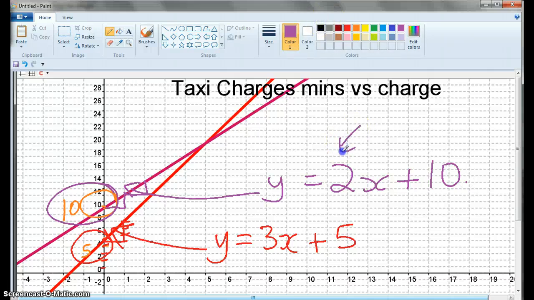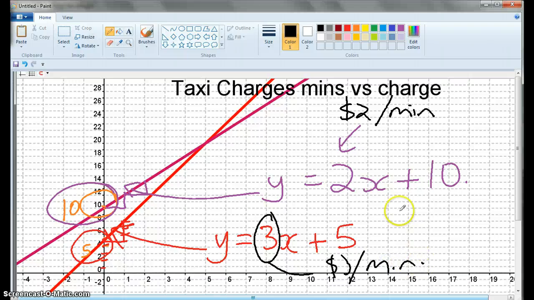What does the 2 mean? It means $2 per minute. What does the 3 mean? It means $3 per minute. So this one here, the red one, has got a steeper slope, so it's got a greater hourly charge. This one here with the 10 has got a larger base rate, the charge for getting into the taxi.